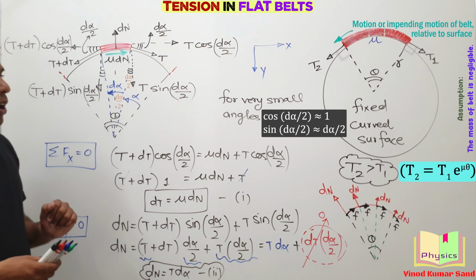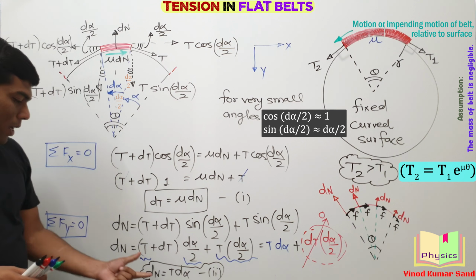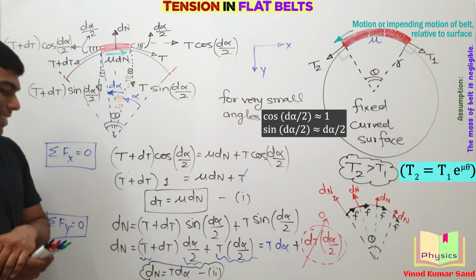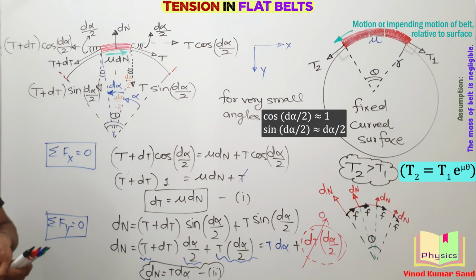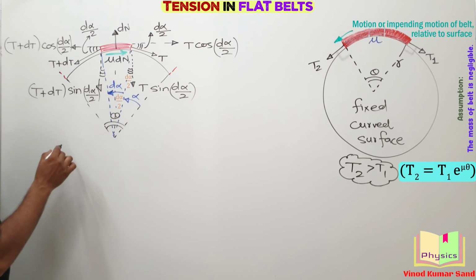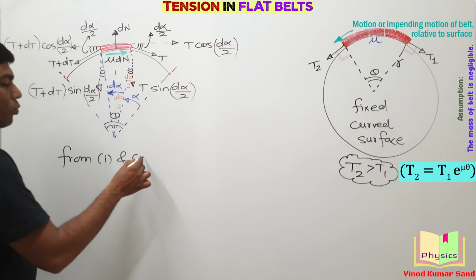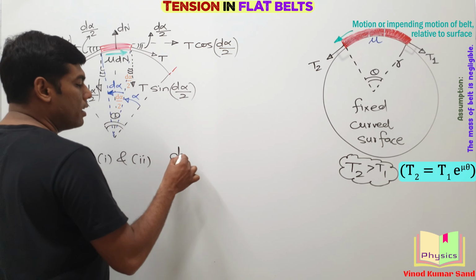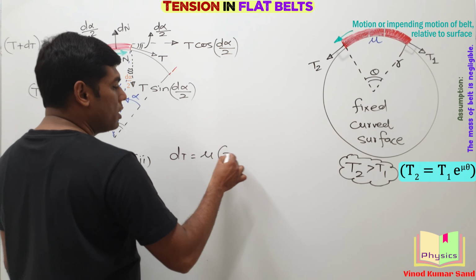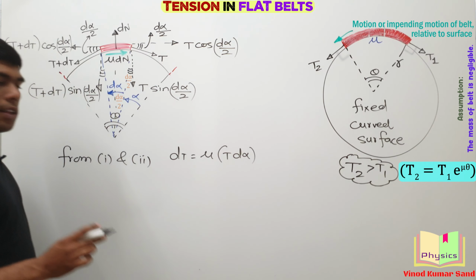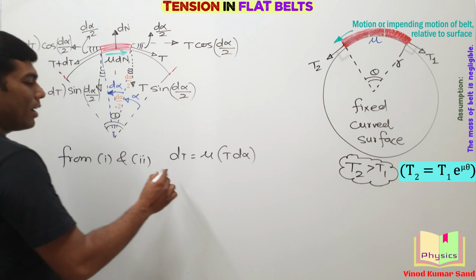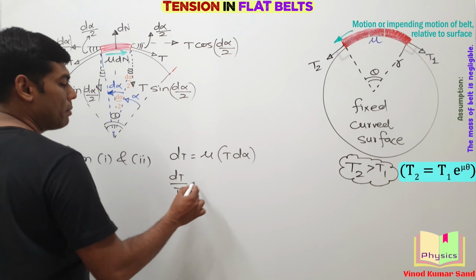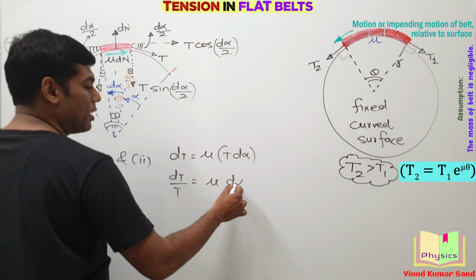Once you have noted it down up to here, I'll clear up some space and we will obtain the final result. From equation 1 and 2, we can write dt is equal to mu t d alpha. I hope you get this. Now dt by t can be written as mu times d alpha.